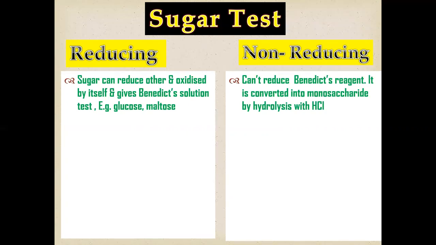For example, we have glucose, fructose and galactose. These are all monosaccharides, and these are reducing sugars. While the disaccharides and all polysaccharides are non-reducing sugars, except maltose. So maltose is a disaccharide, but it is a reducing sugar. We're going to check the difference between reducing sugar and non-reducing sugar.